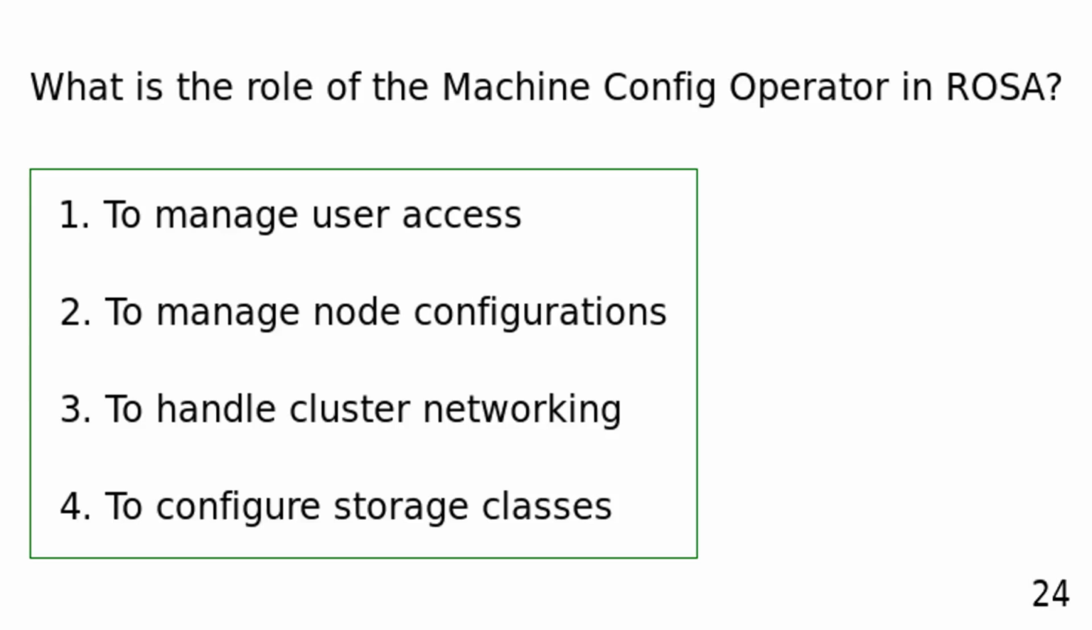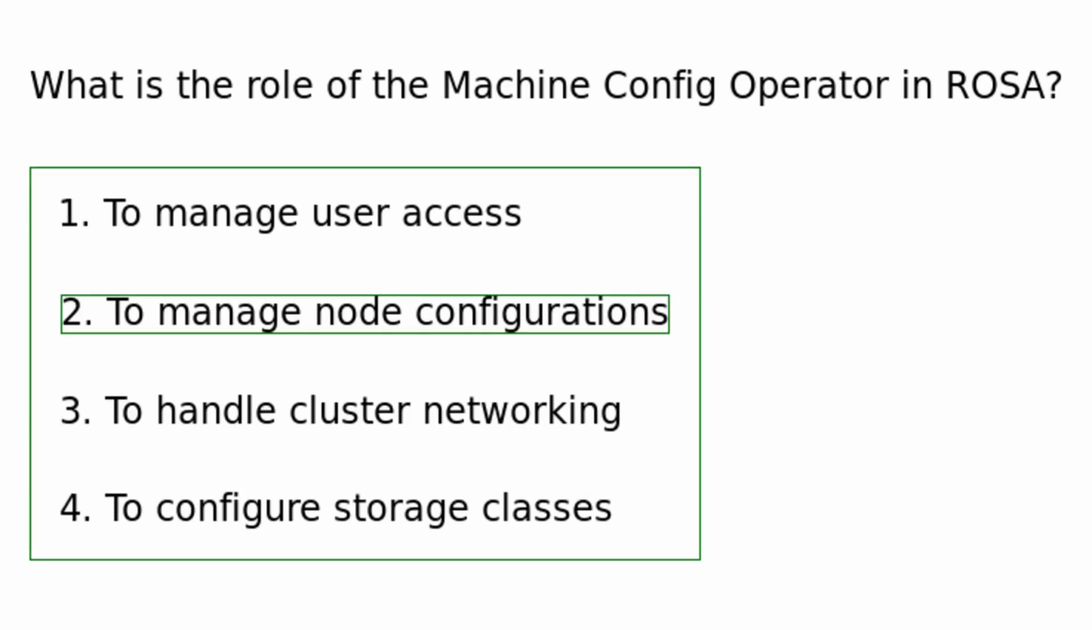What is the role of the machine config operator in ROSA? To manage user access. To manage node configurations. To handle cluster networking. To configure storage classes. The machine config operator in ROSA manages the configuration of worker nodes, ensuring consistent settings.